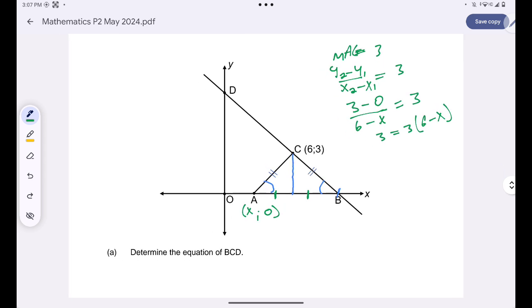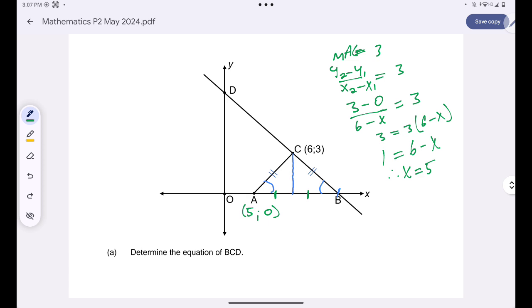Excuse me about that, guys. I can divide both sides by 3 here. I'll have a 1 there, and 6 minus x like this. And therefore I'll find that x is equal to 5. So I do know that the x coordinate there is 5.